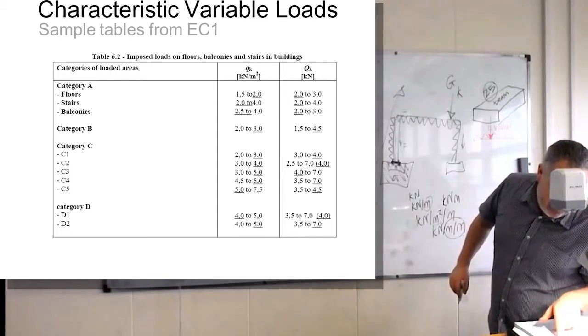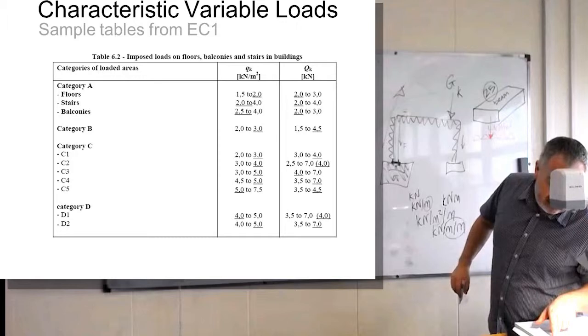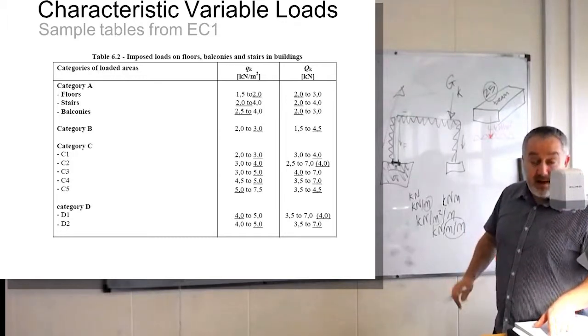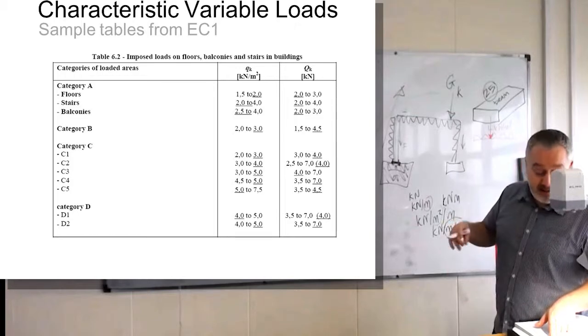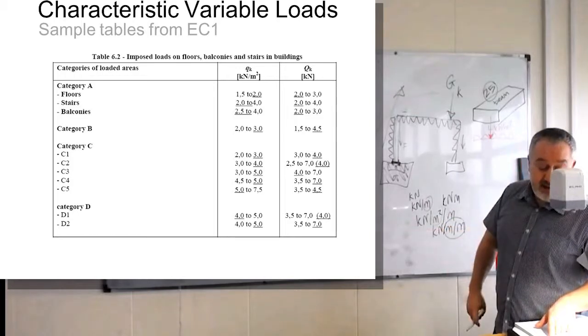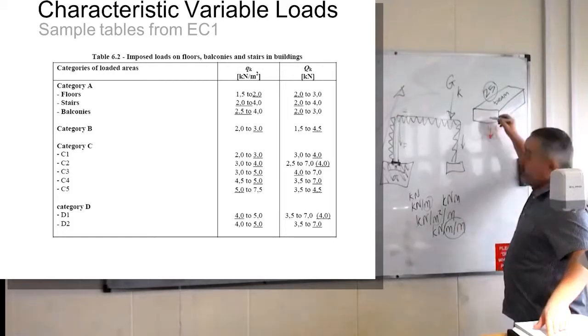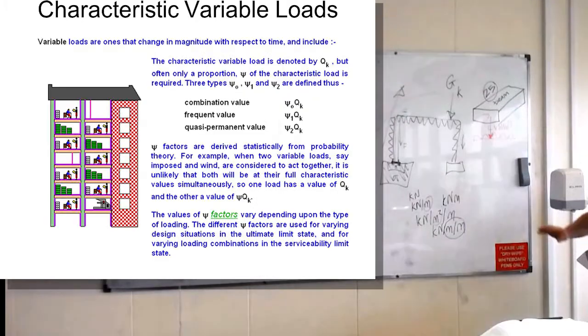We could take the QK concentrated load is in between 2.5 and 7. That's what you find statistically. The recommended value is 4, but if we're just really not sure what's going to be in there, you could take that value of 7. Again, we're looking at characteristic loads.